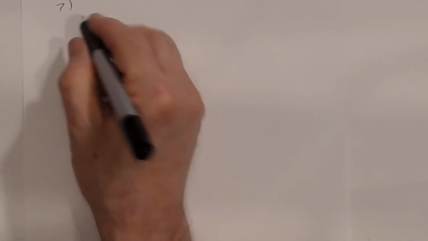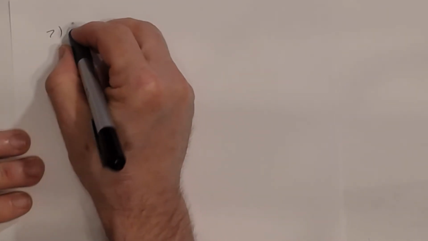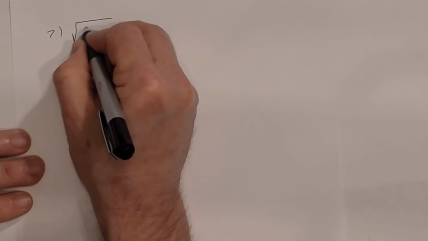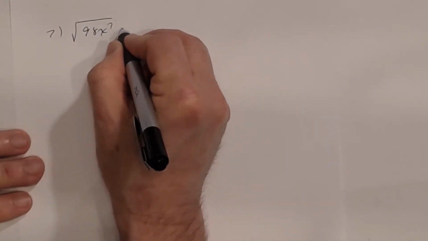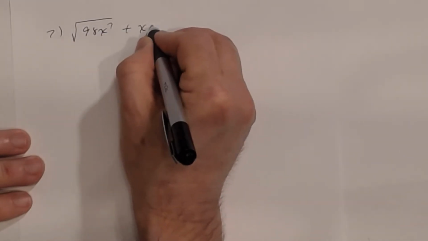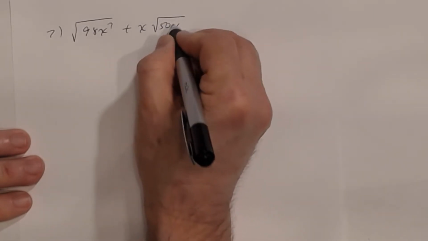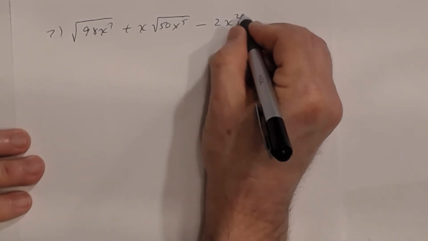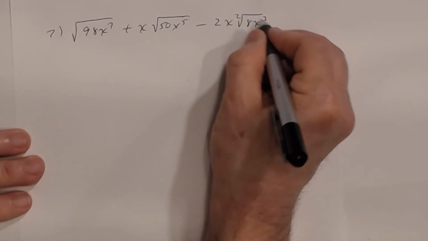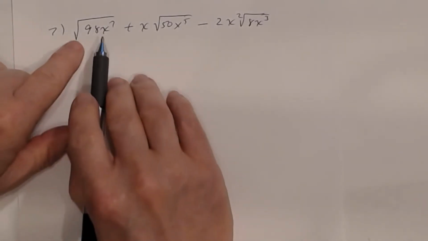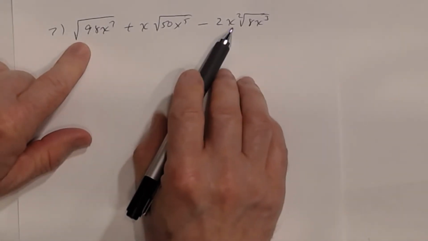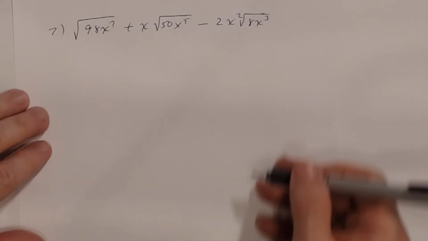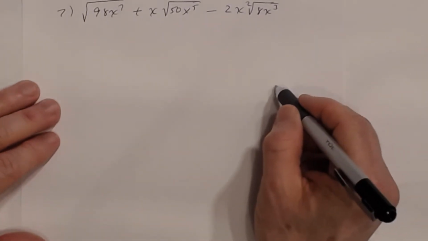Number 7, you have the square root of 98x to the 7th plus x square root of 50x to the 5th minus 2x squared square root of 8x cubed. So this looks a little bit more complicated, and it's a little bit more involved. It is. But notice you have 3 terms, 1, 2, 3. So we're going to simplify each one. So do the work somewhere else. So let's go ahead and do the work here.